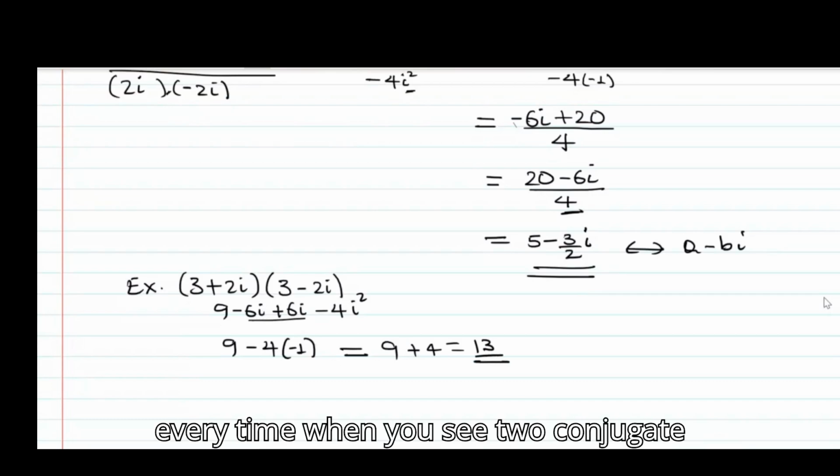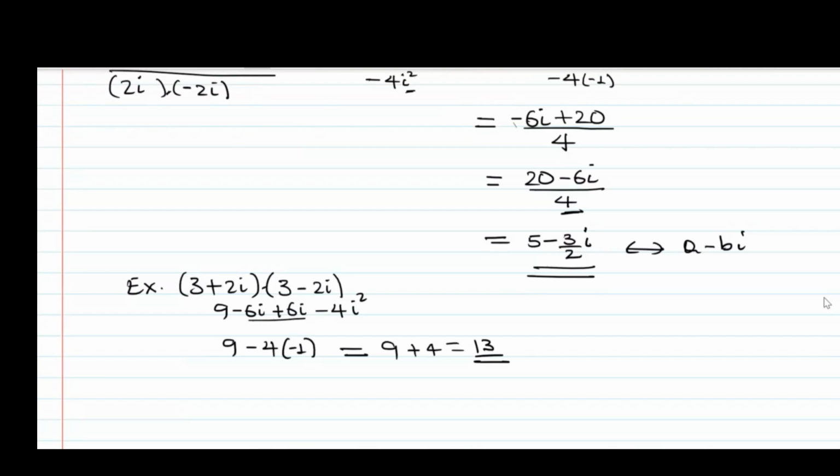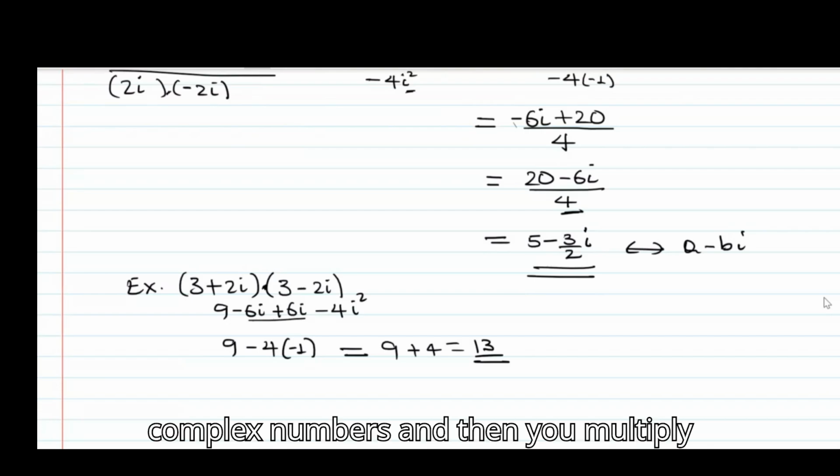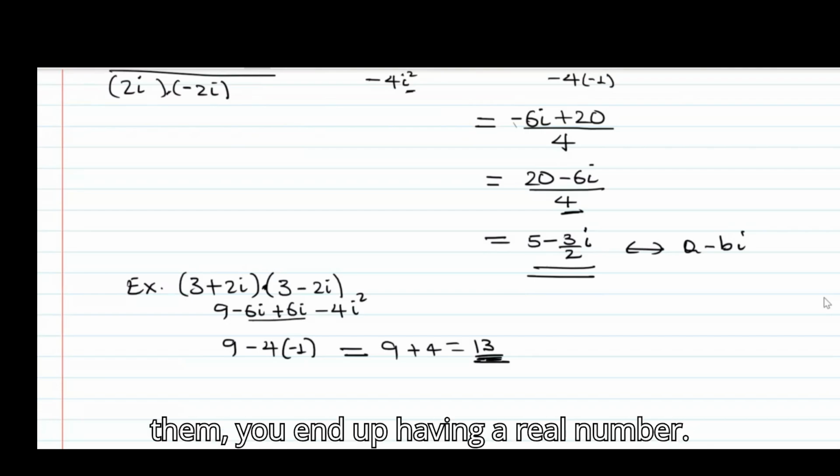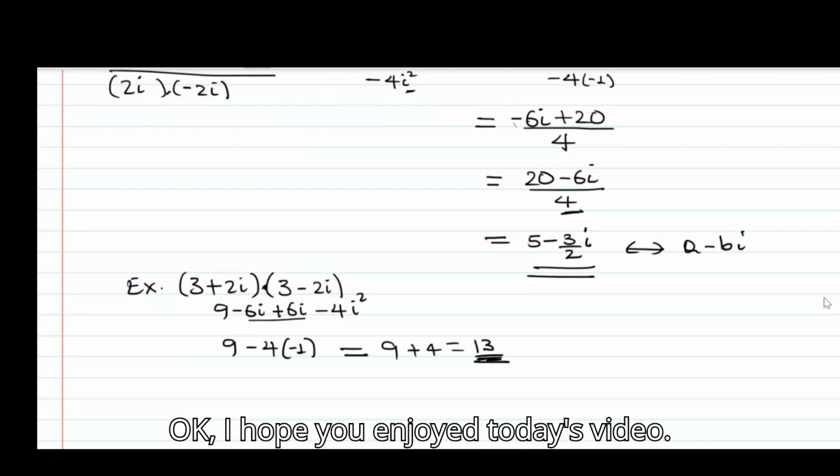So every time you see two conjugate complex numbers and you multiply them, you end up having a real number.